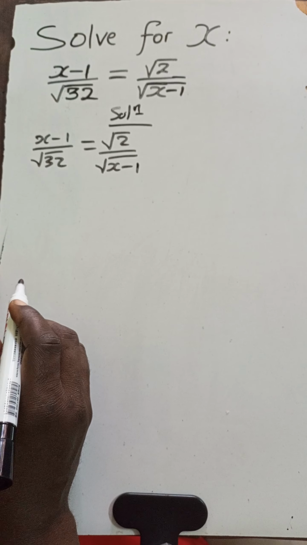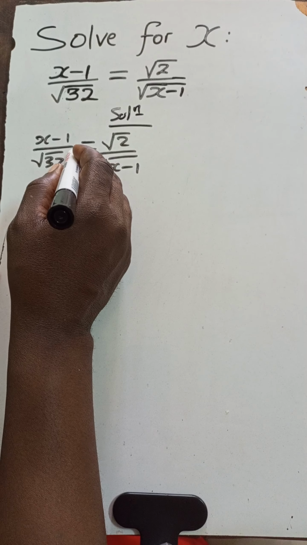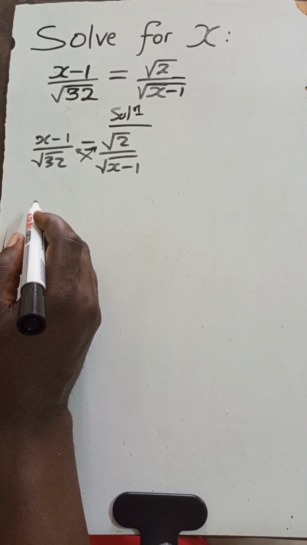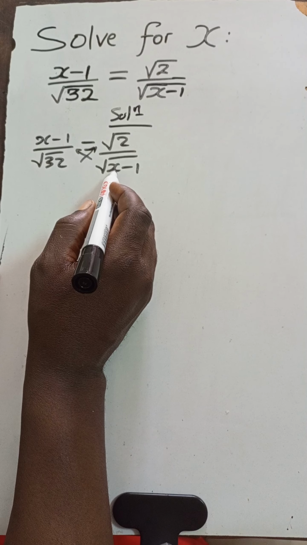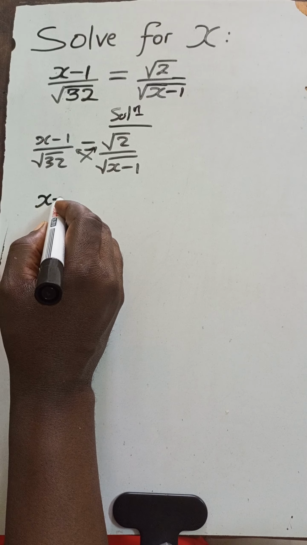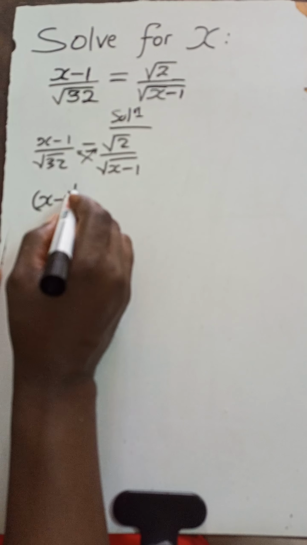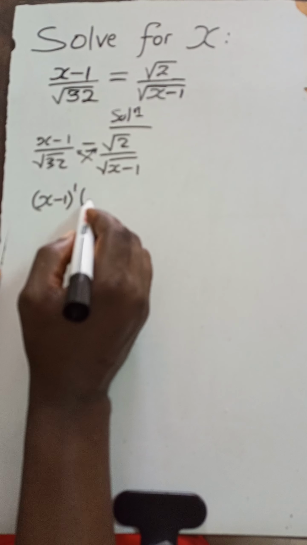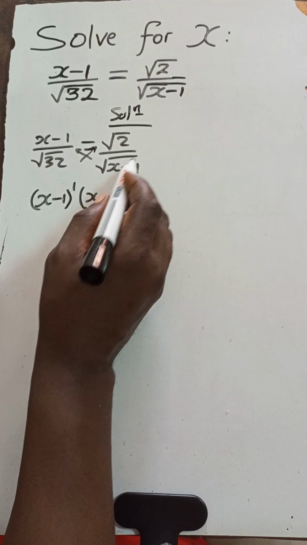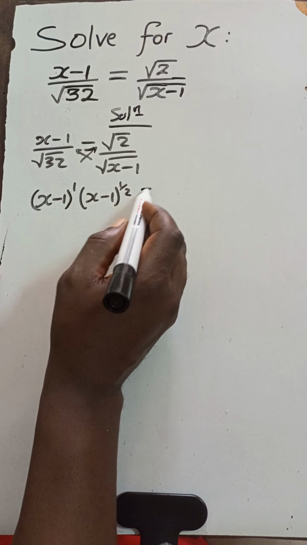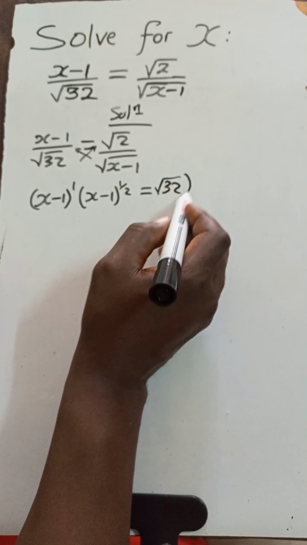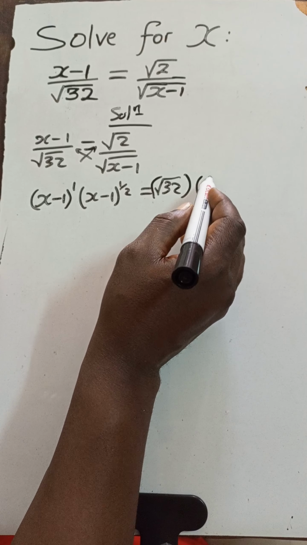So the very first thing to do is to carry out cross multiplication. This denominator goes and multiplies that numerator. And look at it carefully. We have x minus 1, we have x minus 1. So we can write it as x minus 1 to the power 1 for this numerator multiplied by x minus 1 to the power half. Remember, square root means power half. This should be equal to root 32 multiplied by root 2.